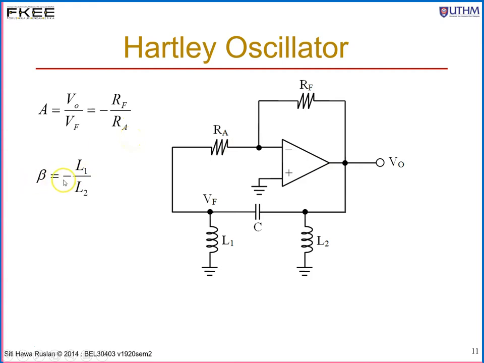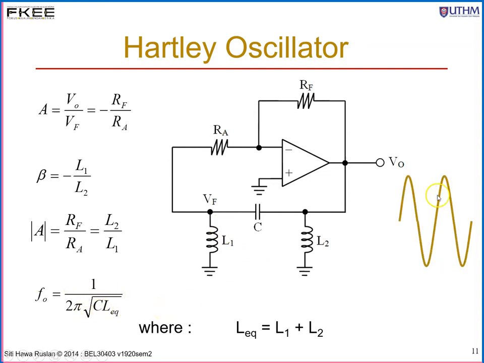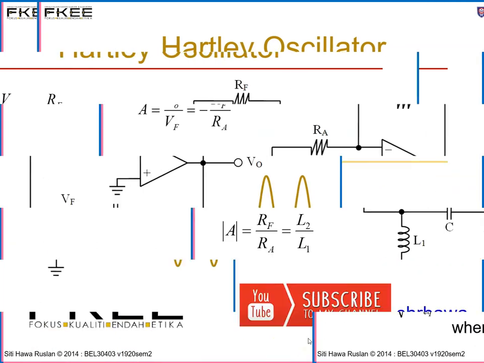Your beta is the ratio of minus L1 over L2, negative 180, and the inverting amplifier gives another 180. So the total phase around the loop will be 360 degrees. So in order to design this amplifier, you must make sure RF over RA equals L2 over L1. And the frequency of oscillation is 1 over 2 pi square root of C L equivalent. And if you design the circuit correctly, you'll get a sinusoidal waveform at the output. And for the frequency of oscillation, L equivalent is the summation of the two inductors, L1 plus L2. Thank you.